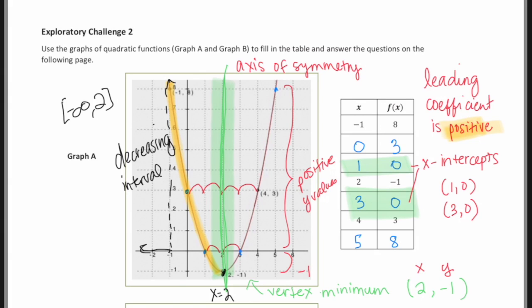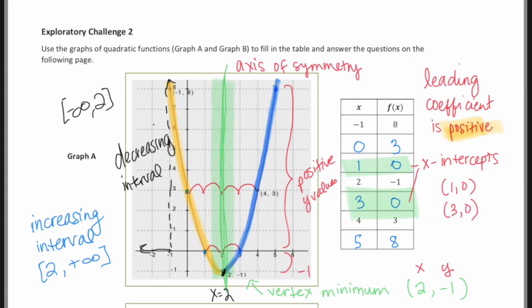Because once it gets to x equals 2, anything above that is going to be part of an increasing interval. It's going to go in a different direction. So that portion of the graph is going to go up. So our increasing interval is going to be starting at x equals 2. So we're going to start this at 2. And it's going to keep going up, up, up, presumably an infinity above to a positive infinity. And that's how we're going to define this interval.